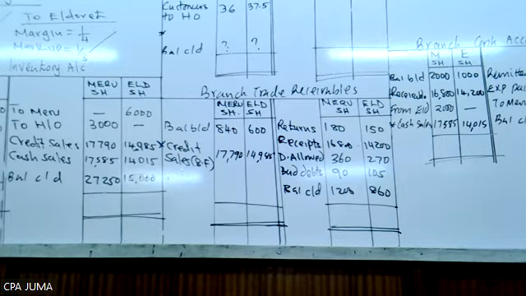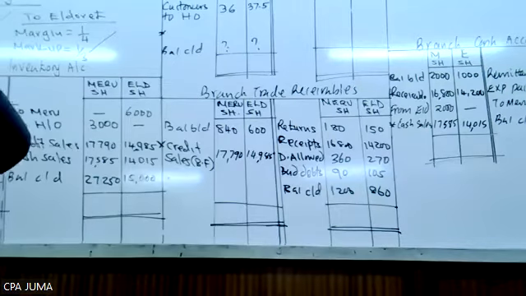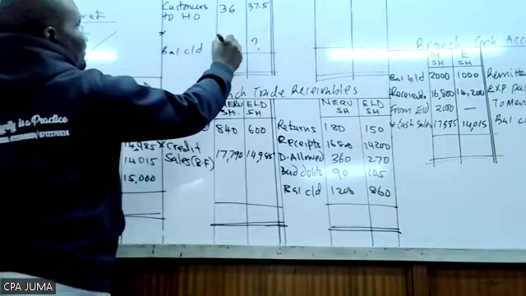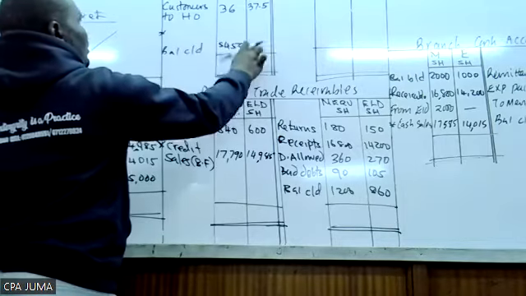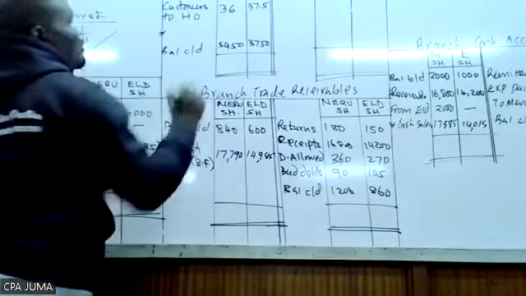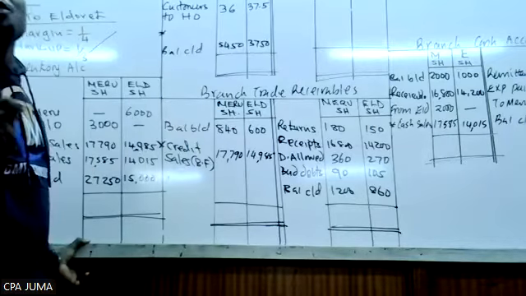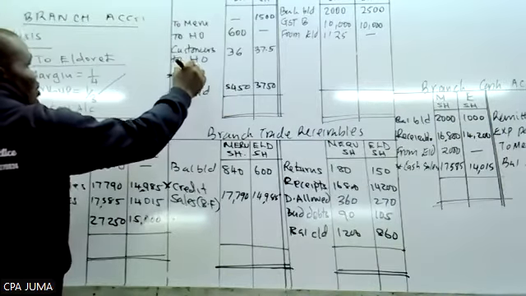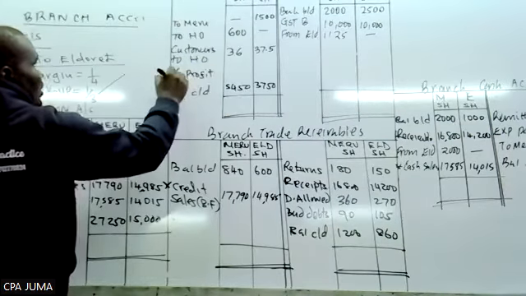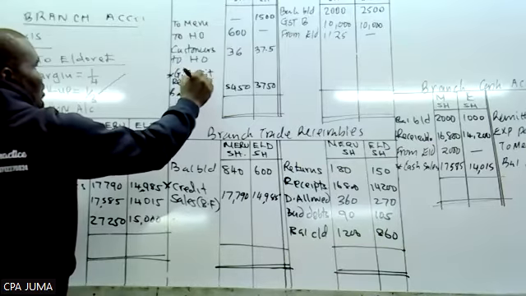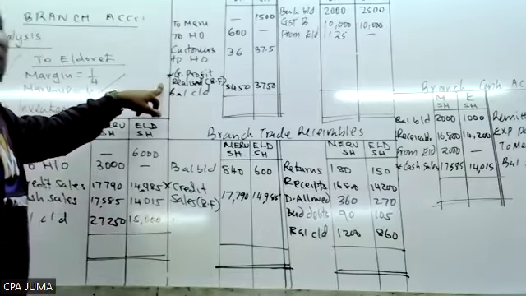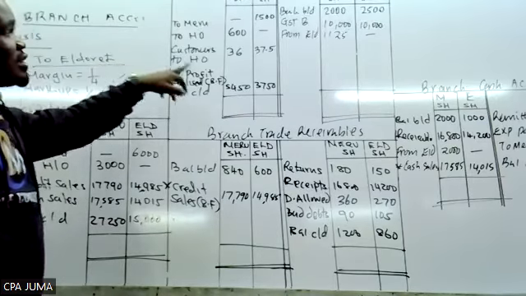What do you get? A fifth of 27,50 comes to 54.50, and the other one 37.50. So the balancing figure is the profit you realized. So balancing figure here is GP. GP is what? Gross profit realized. That is the balancing figure. Gross profit realized, the balancing figure.